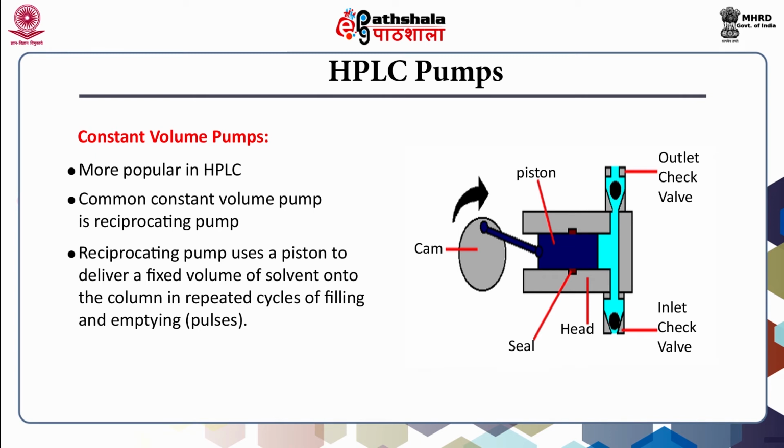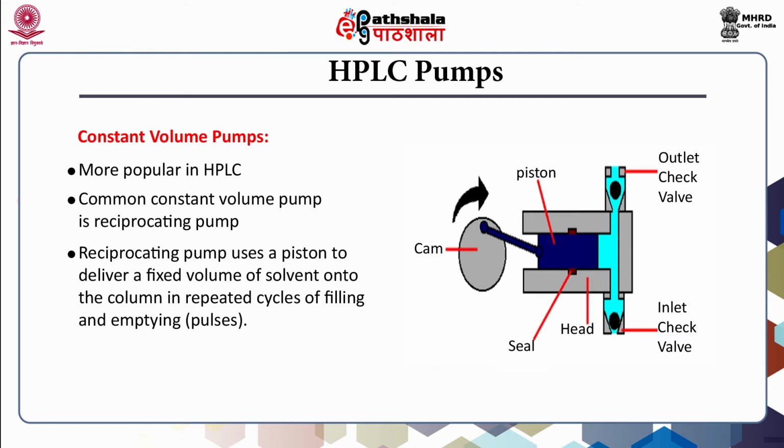This is shown in this particular picture, how the reciprocating pump looks. In this reciprocating pump there is a piston, and this piston is useful to deliver a fixed volume of solvent onto the column in repeated cycles of filling and emptying. That means it releases the constant volume in pulses.